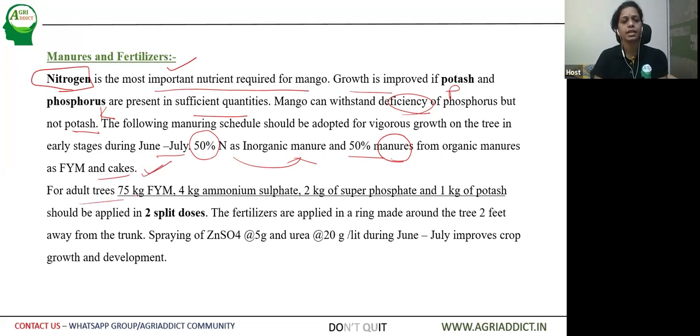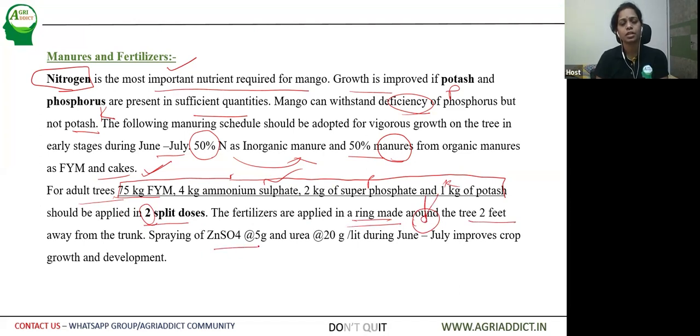Then for adult trees, the recommendation is 75 kgs of FYM, 4 kgs of ammonium phosphate, 2 kgs of super phosphate, and 1 kg of potash. So nitrogen, phosphorus as well as K, along with 75 kgs of FYM, is usually recommended and applied in 2 split doses. Fertilizers are applied in the basins in the form of a ring around the tree, 2 feet away from the trunk.